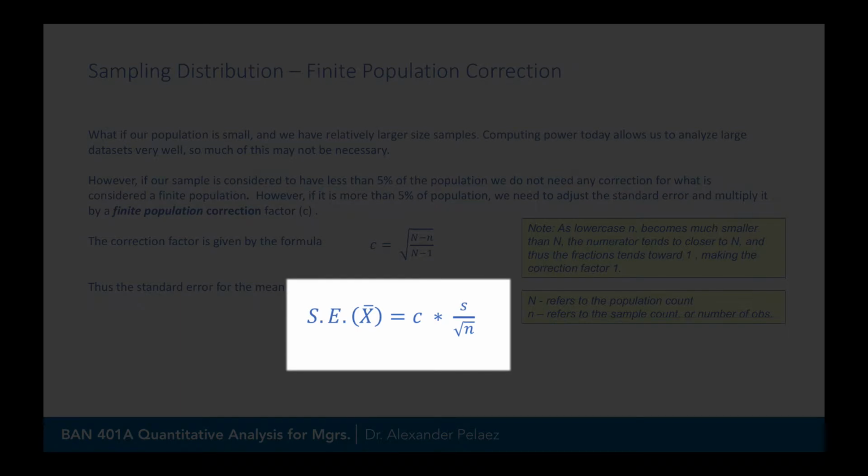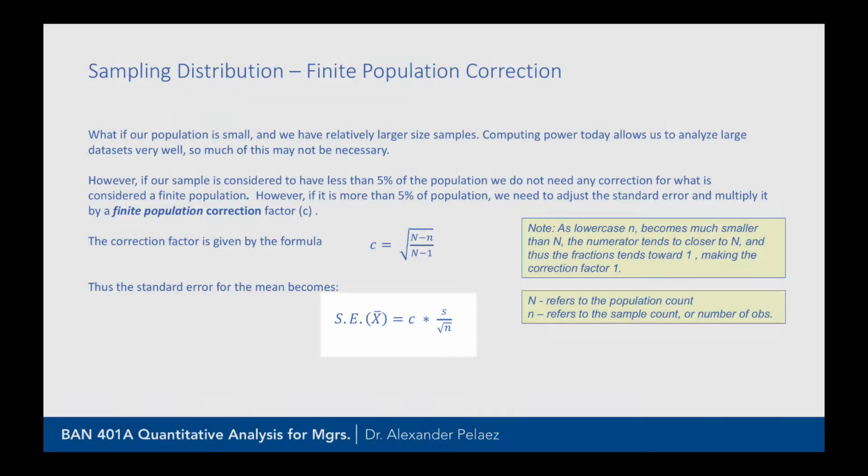So therefore, our standard error is multiplied by this constant C, which is just a slight correction factor. Now, it's important to note that if your capital N, your population, is very large, and your sample n is small, let's say less than 5%, then the numerator will tend closer to N, and therefore you almost end up with a fraction that is N over N, which would be 1. And therefore the square root of 1 would be 1, which is why if our sample size is very small in comparison to the large N, we don't need to worry about this correction factor.